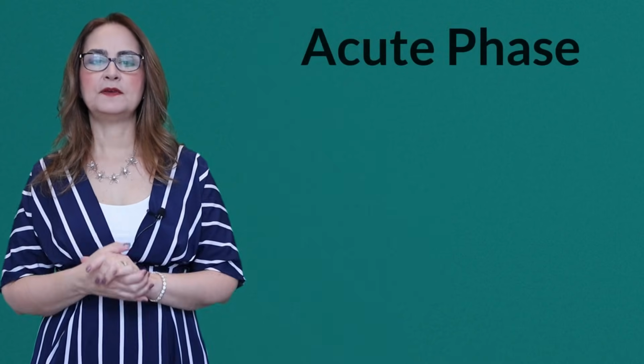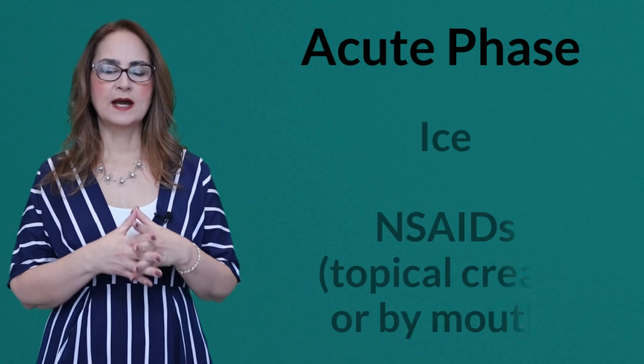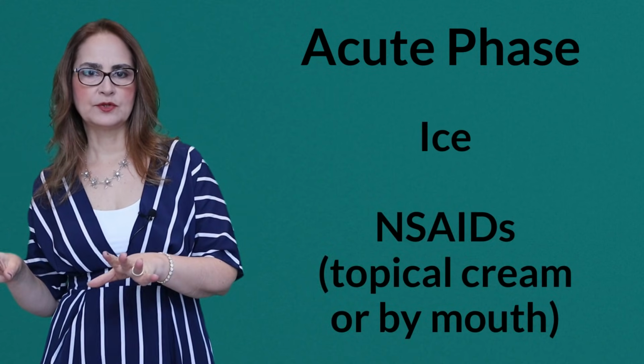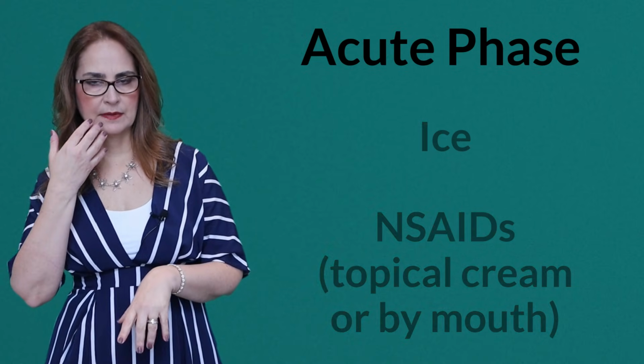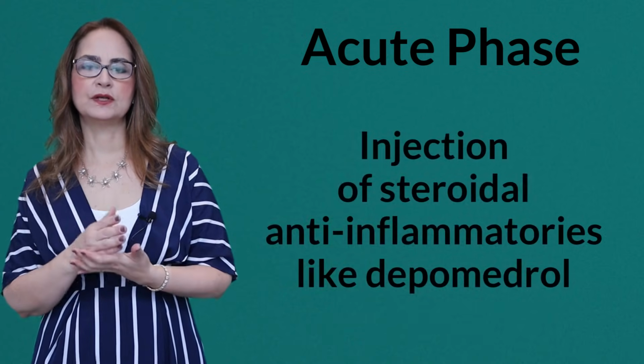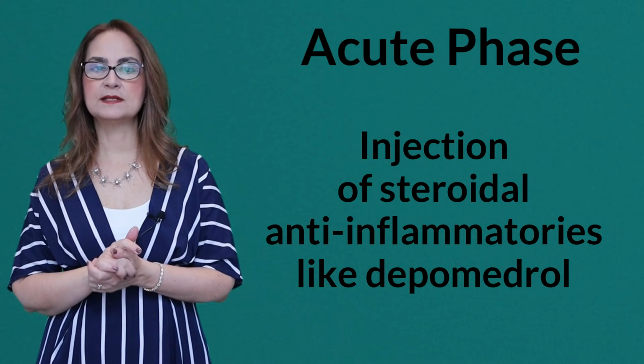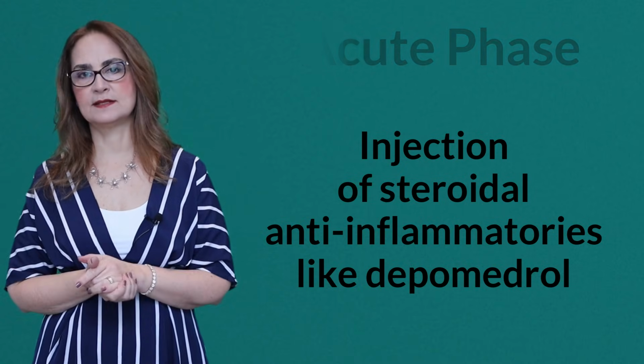So we need to be very careful not to associate these findings on an MRI or ultrasound with pain or functional impairment. Now that you learned how doctors diagnose a tendon problem, what are the best treatments? In the acute phase of tendinitis, we use ice, non-steroidal anti-inflammatory drugs, NSAIDs, either in topical creams or tablets by mouth. In some cases, an injection of steroid anti-inflammatory substances like depomedrol is necessary.